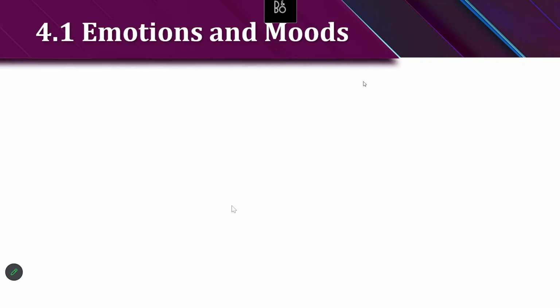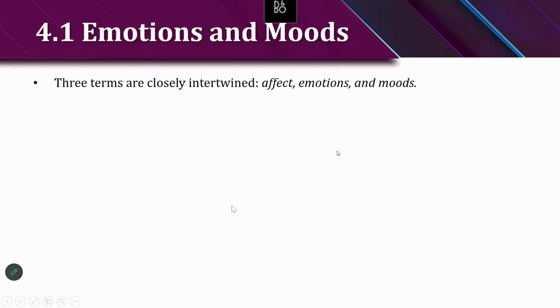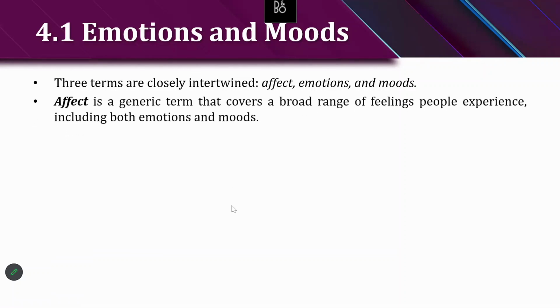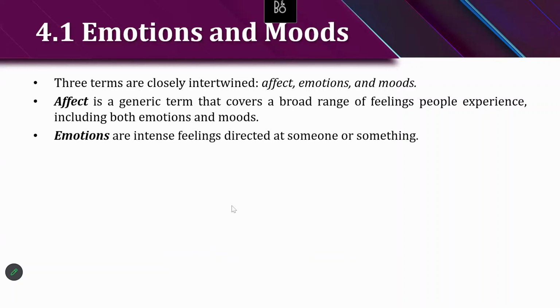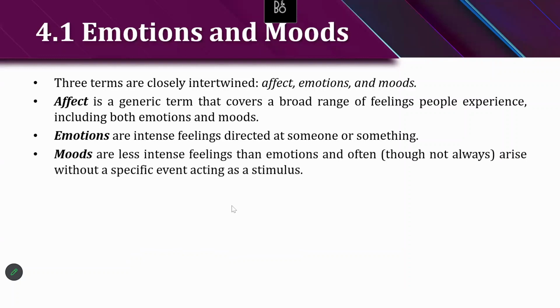When we see what emotion is, there are three terms that are closely intertwined. The first one, affect, emotions, and moods. Before we move on to learn what affect is, we will see emotions and mood first, and then we will move to the affect concept.